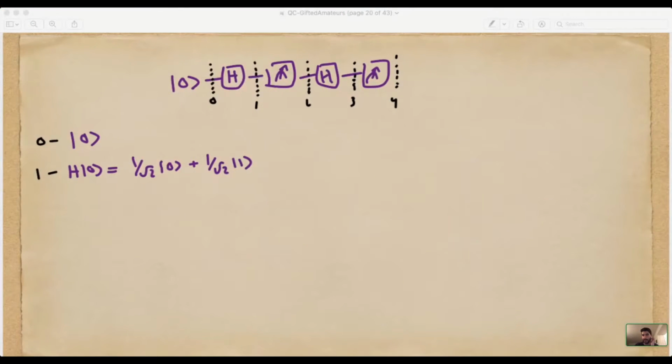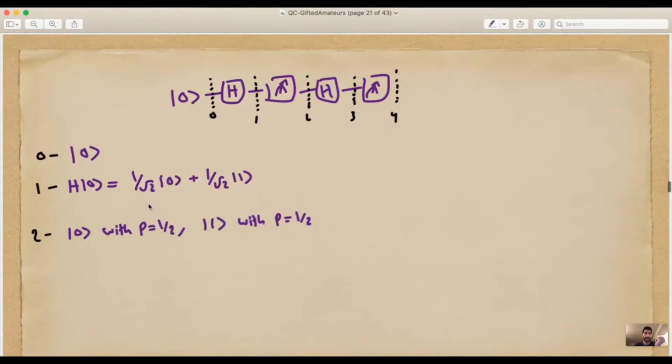Does anybody have an idea of what the outcome, what step 2 will look like? Someone in the chat said, "1 or 0 with equal probability." Exactly. Perfect. You'll see, because the amplitudes, if you square them, both of them are a half. The next step, you'll just see 0 or 1, each with equal probability.